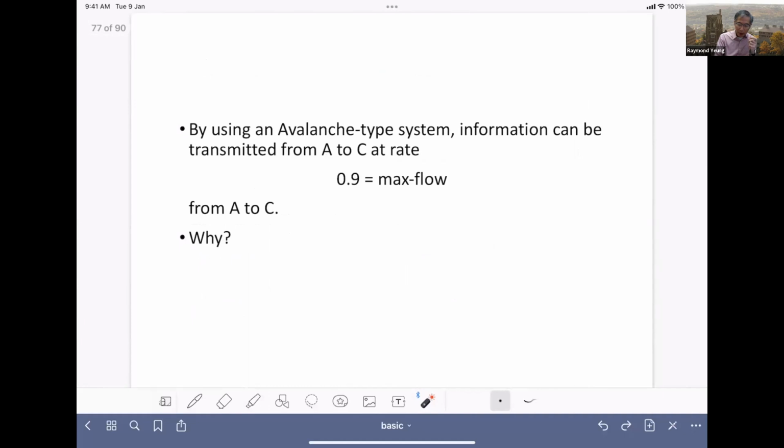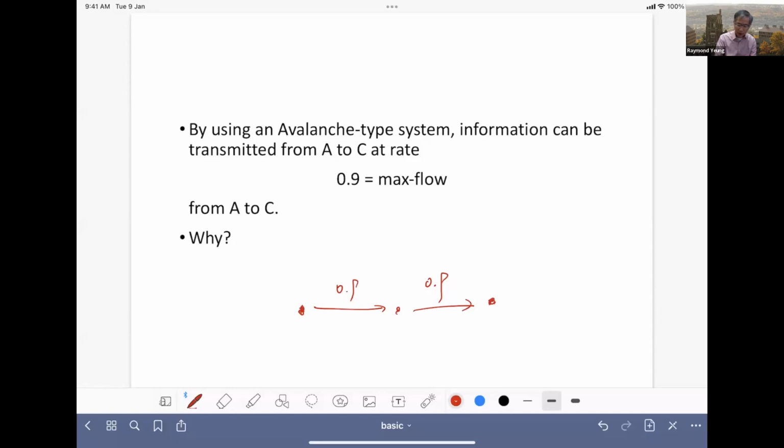Now, I claim that by using an avalanche type system, information can be transmitted from A to C at rate 0.9, which in fact is the max flow rate. You can regard the effective capacity from here to here as 0.9, and the effective capacity from here to here being 0.9 after taking into account the packet loss. Okay? So 0.9 is in fact the max flow from this node to this node.